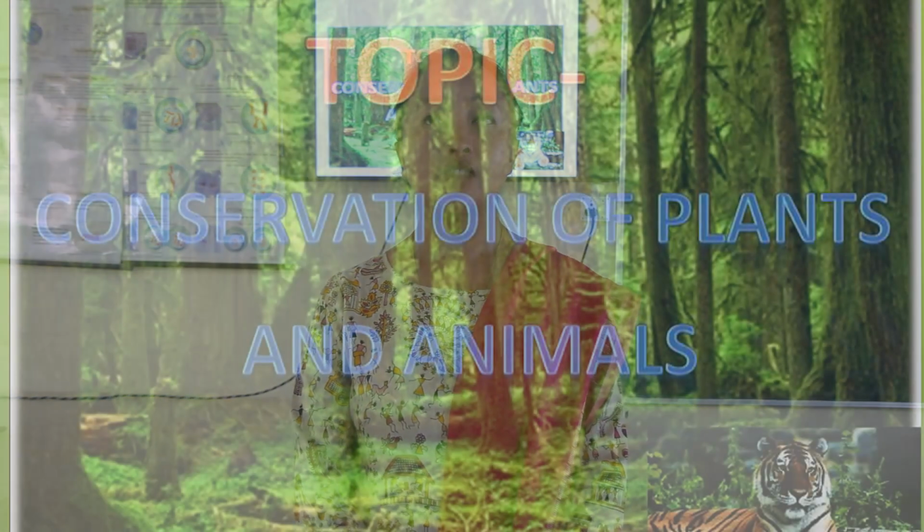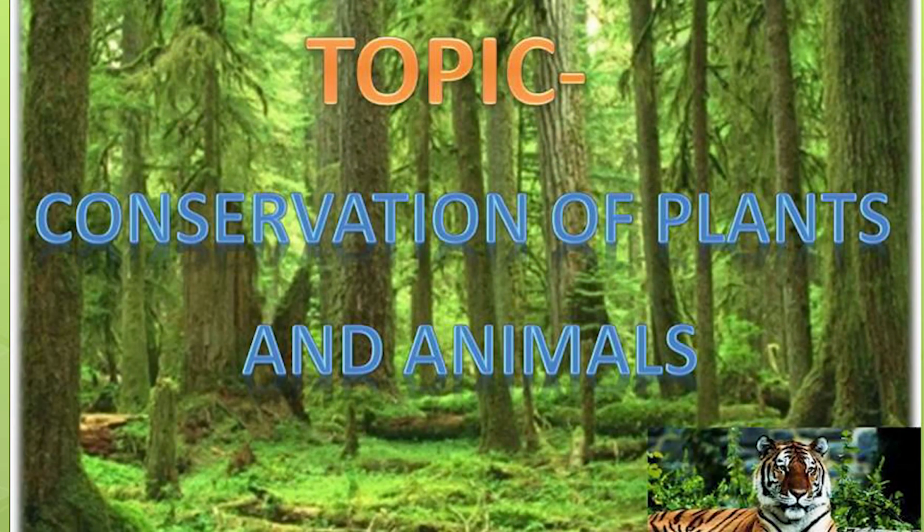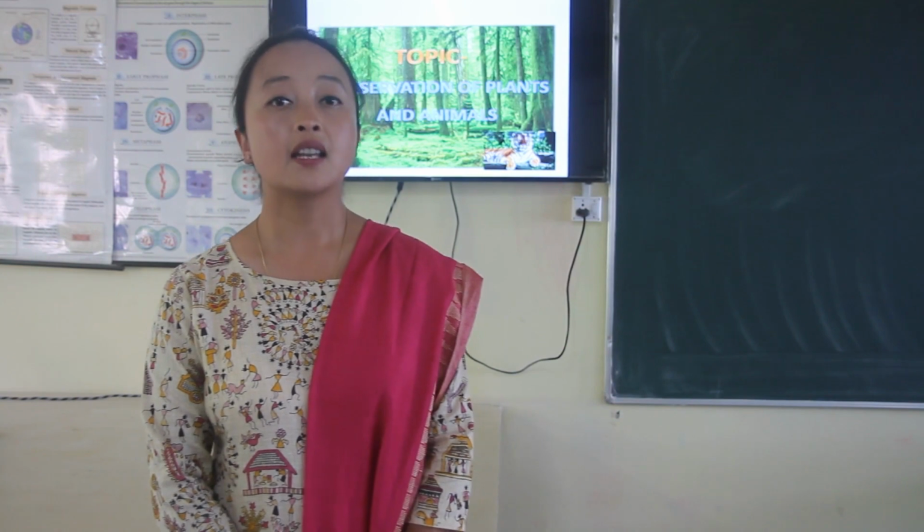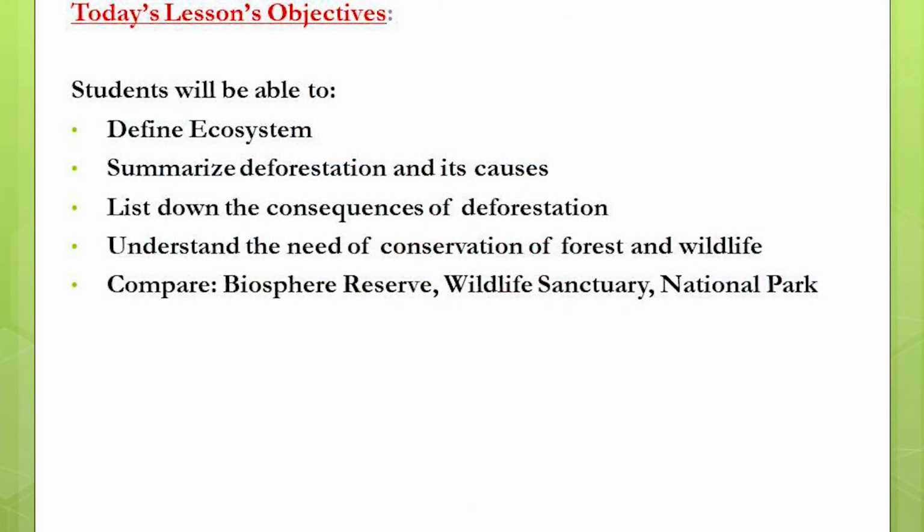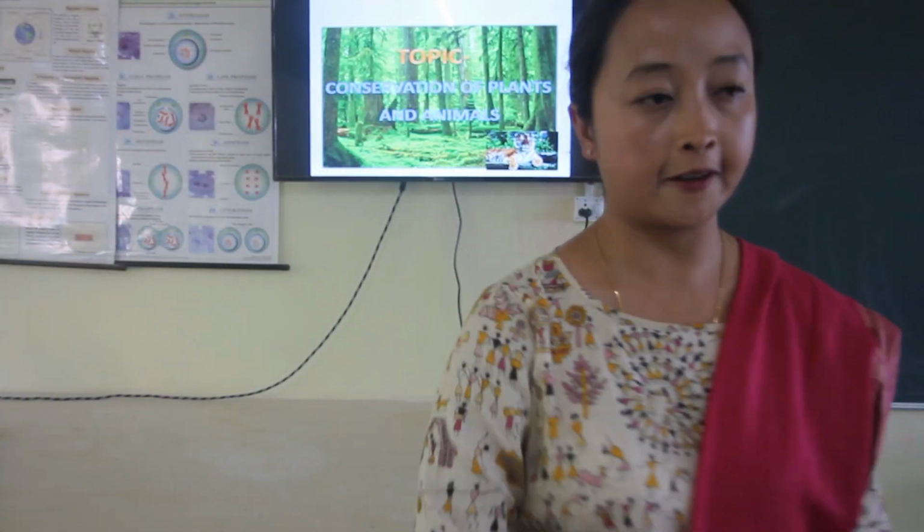Today we are going to discuss a chapter from your grade 8 NCERT book, chapter 7, that is Conservation of Plants and Animals. But before we proceed, I want to quickly take you through today's lesson objectives. First, we will define ecosystem. Then we'll summarize deforestation and its causes, after which we will list down the consequences of deforestation and understand the need of conservation of forest and wildlife. Finally, we'll be able to compare and contrast Biosphere Reserve, Wildlife Sanctuary and National Park.